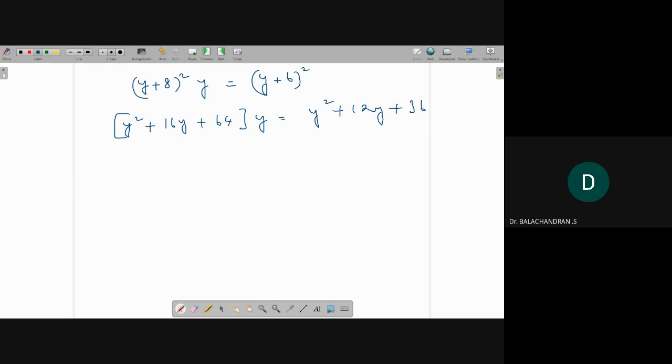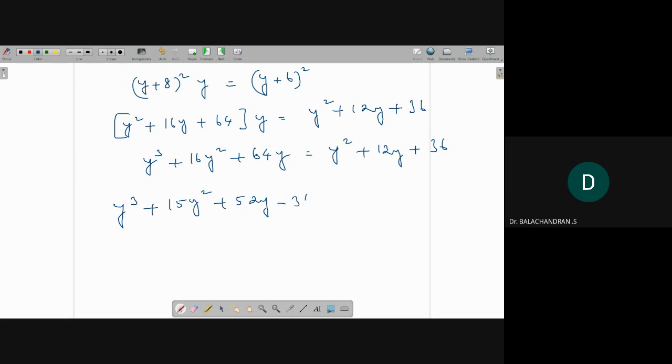So y cube plus 16y square plus 64y is equal to y square plus 12y plus 36. So now what is the third equation? y cube plus 15y square, 64 minus 12, so 52, minus 36 is equal to 0. So which is the required equation?